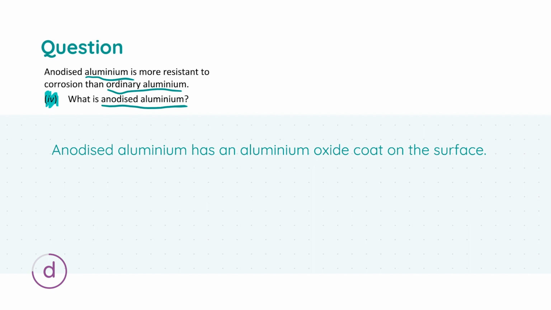But in this case, anodized aluminium has an aluminium oxide coat on the surface. That's the key takeaway. Now, instead of saying aluminium oxide, you also could have said Al2O3, which is just the chemical way of saying it. But it's important to note that it's a coat of this aluminium oxide on top of the original aluminium, which is going to make it a little bit more resistant to that corrosion.